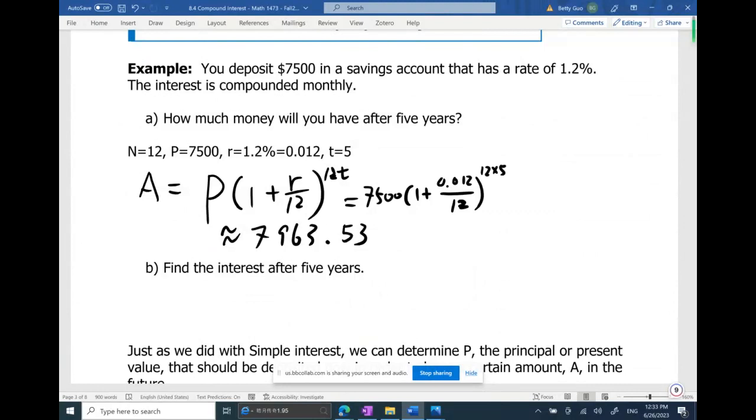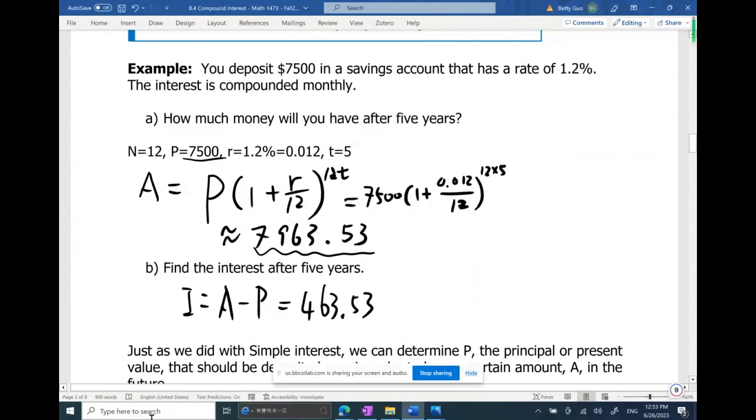Part B, find the interest after 5 years. So interest is your accumulated balance, A, minus your original principal. So use this value minus 7,500, right? Yeah, so that is $463.53.